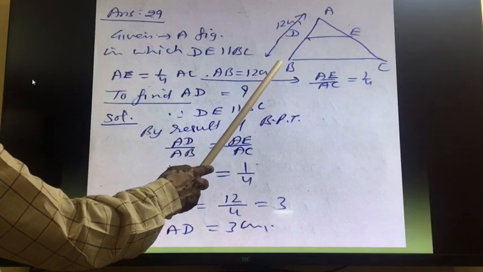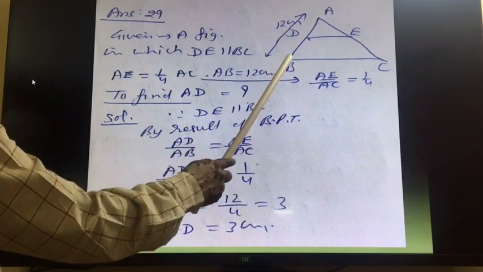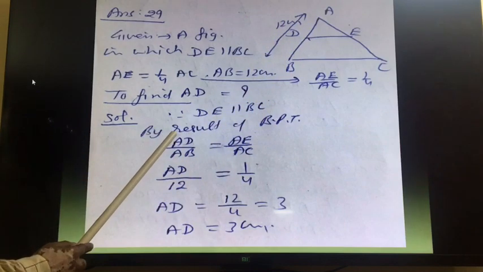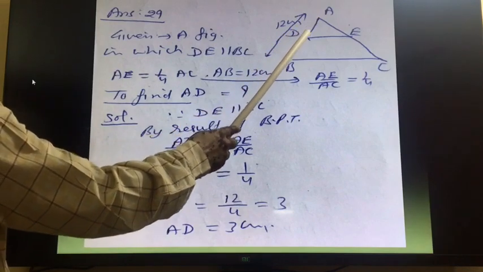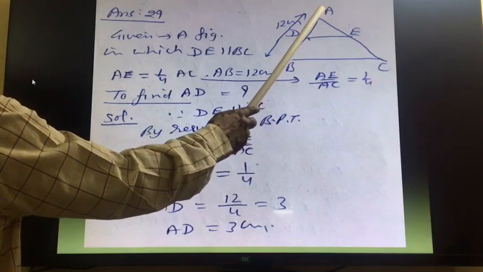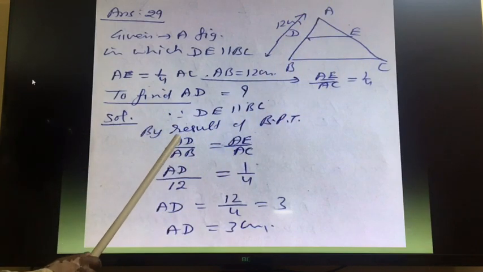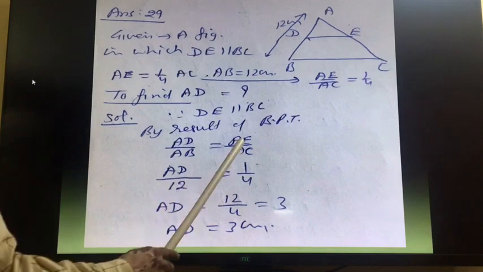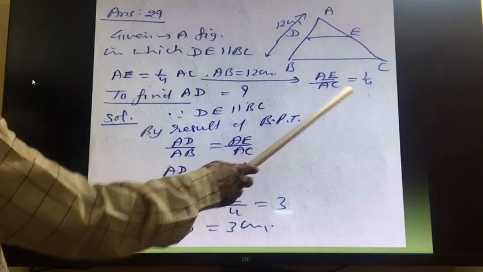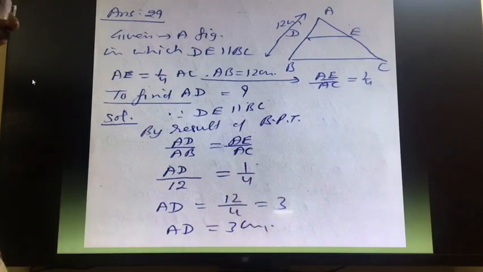So AD upon DB is equal to AE upon EC, but here full length AB is given. So we can use the result of BPT. According to the result, AD upon AB is equal to AE upon AC. AD upon full length, AE upon full length. So AD upon AB, AB is equal to 12 and AE upon AC we have already calculated, so we can write 1 by 4. So AD into 4, 4AD is equal to 12. So AD is equal to 12 by 4. It will go 3 times and the value of AD will be equal to 3 centimeters.